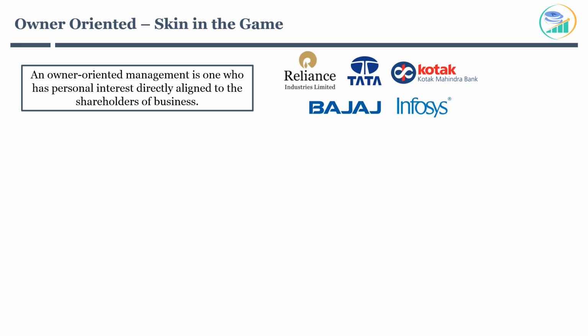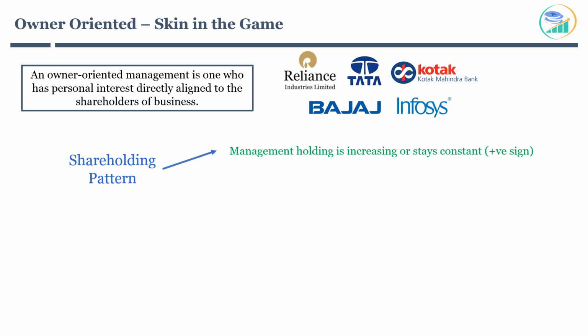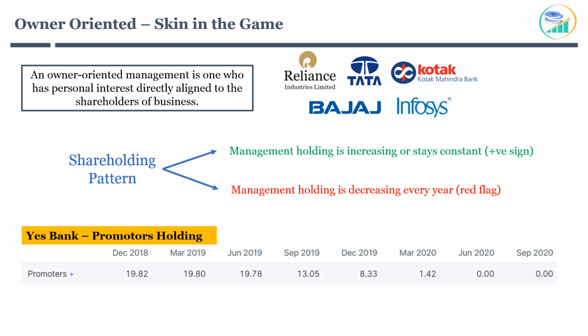In order to understand the owner-oriented approach, you should look at the shareholding pattern and check how promoters' ownership is changing across years. If management holding is increasing or stays constant, it shows their confidence in the future prospects of the business. On the other side, when management holding is decreasing every year, it's a red flag and one should investigate in detail. You can review Yes Bank promoters' holdings over the years.